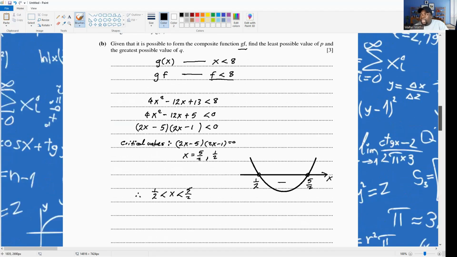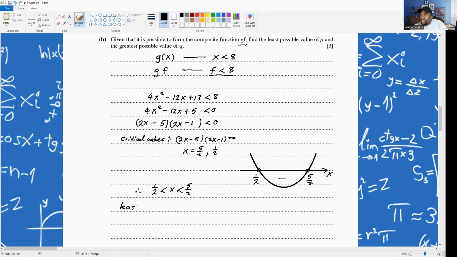So we are saying the least possible value of p is a half, and the greatest possible value of q is 5 over 2. So that's basically how we do it for this question right here. And that's it. Let's go on to part C.